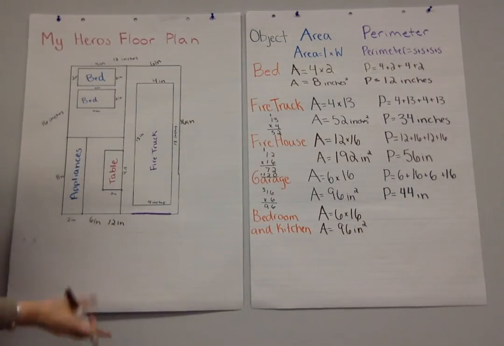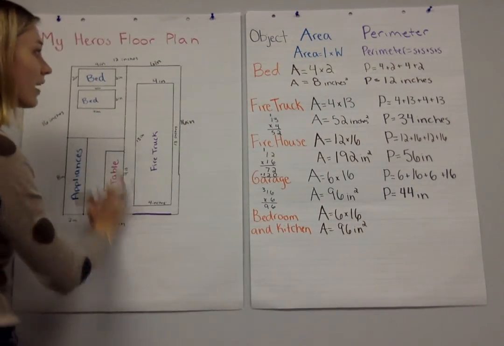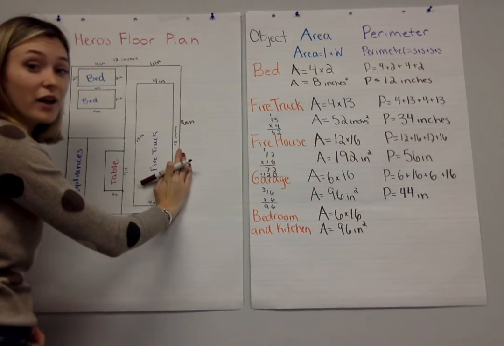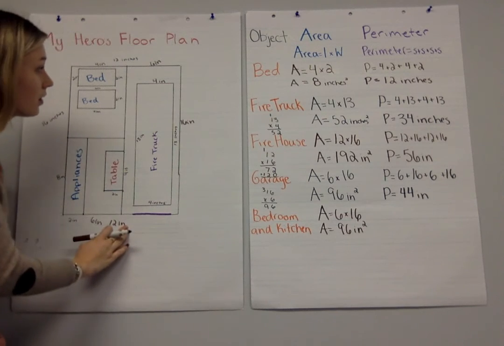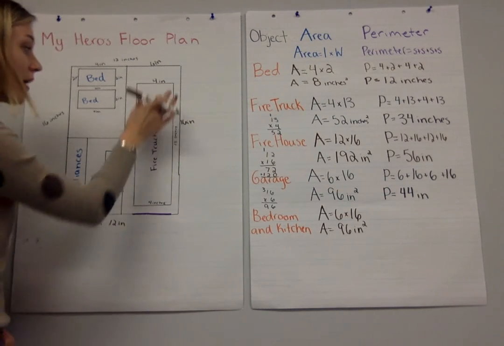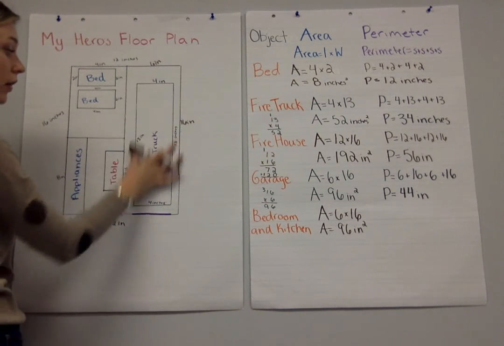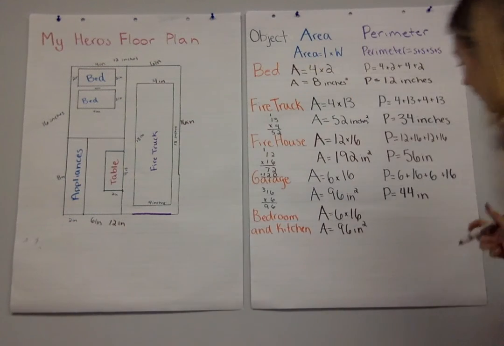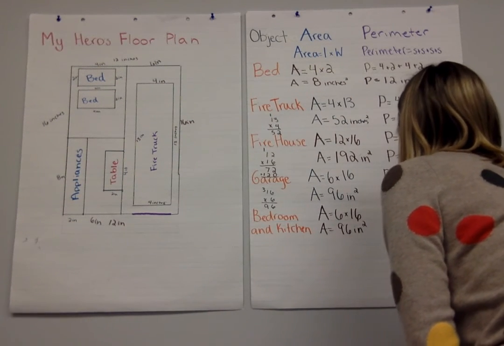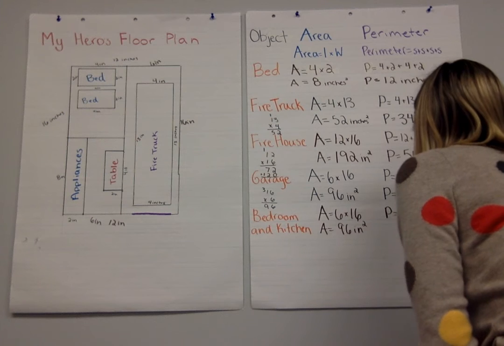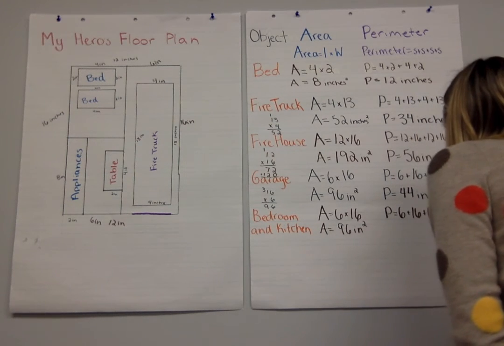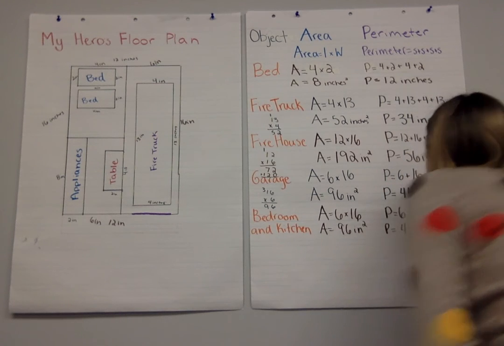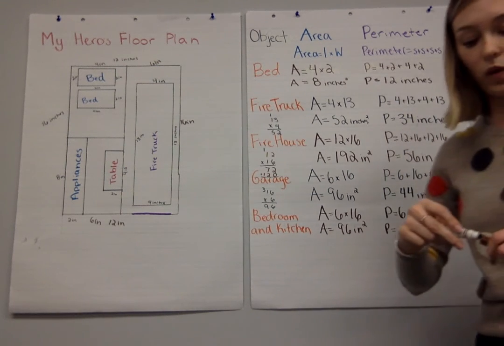They have the same area because this line dividing the kitchen and the bedroom from the garage splits the house right in half. So everything that this has for the area and the perimeter, this will have the same thing. So again, we have the perimeter of 6 plus 16 plus 6 plus 16. And what do we get? 44 inches. Very cool how we can see that.